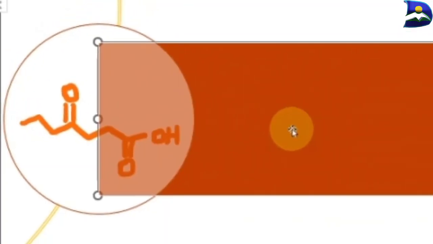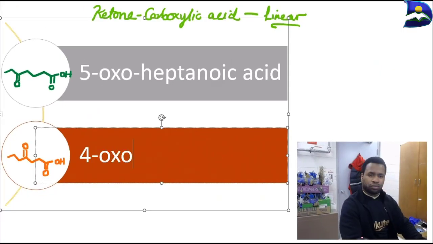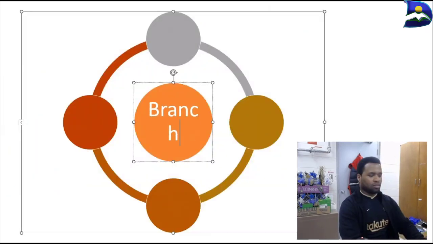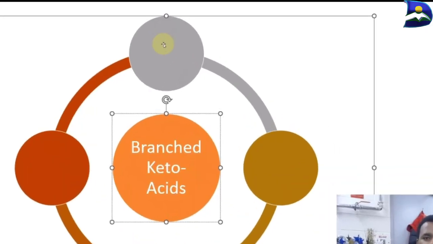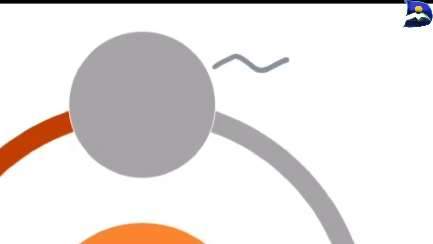The next example is where our ketone is not at the 5th position but rather the 4th position. This is going to be named 4-oxo-heptanoic acid. This is going to lead us to the other part, which is where our branched keto-acids are going to be established, and we have 4 examples here to share with you.